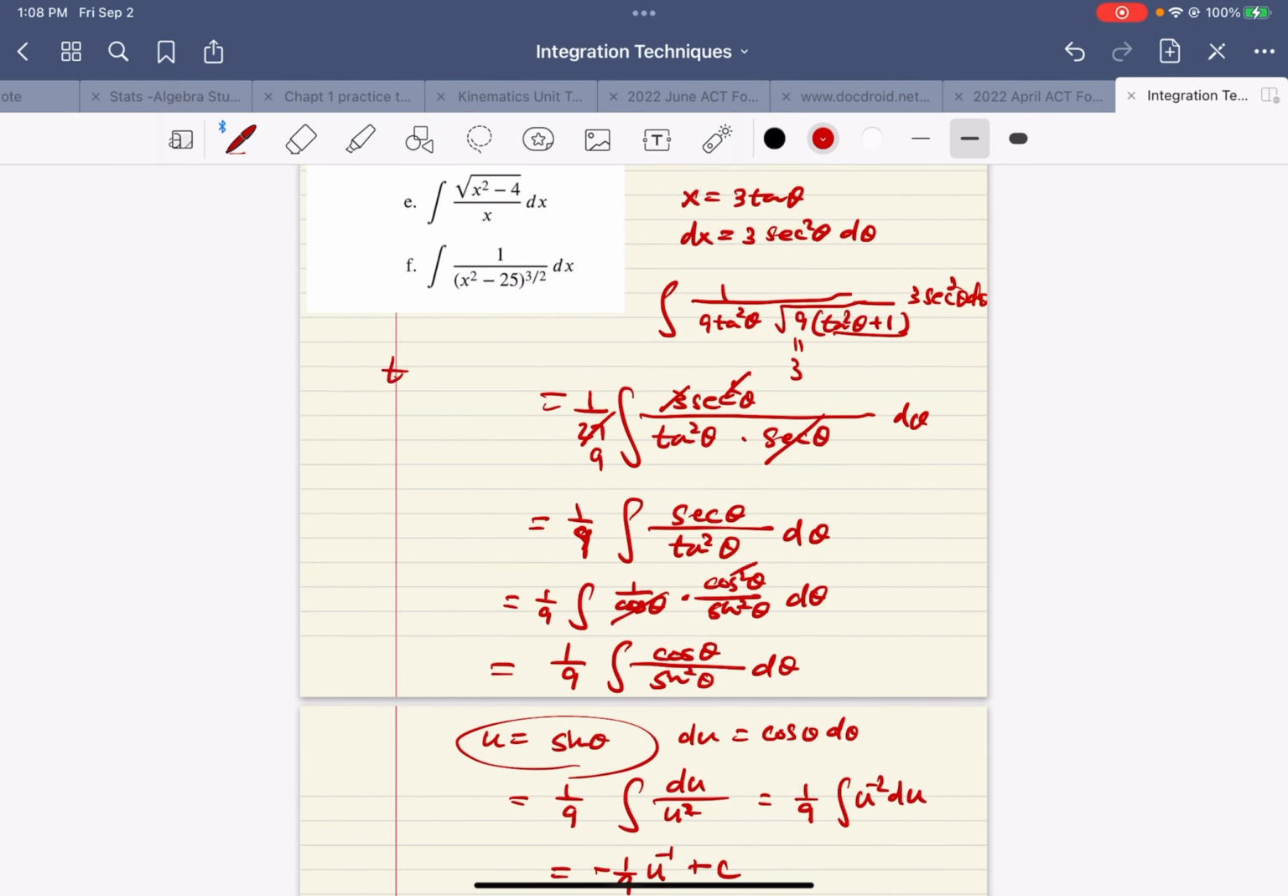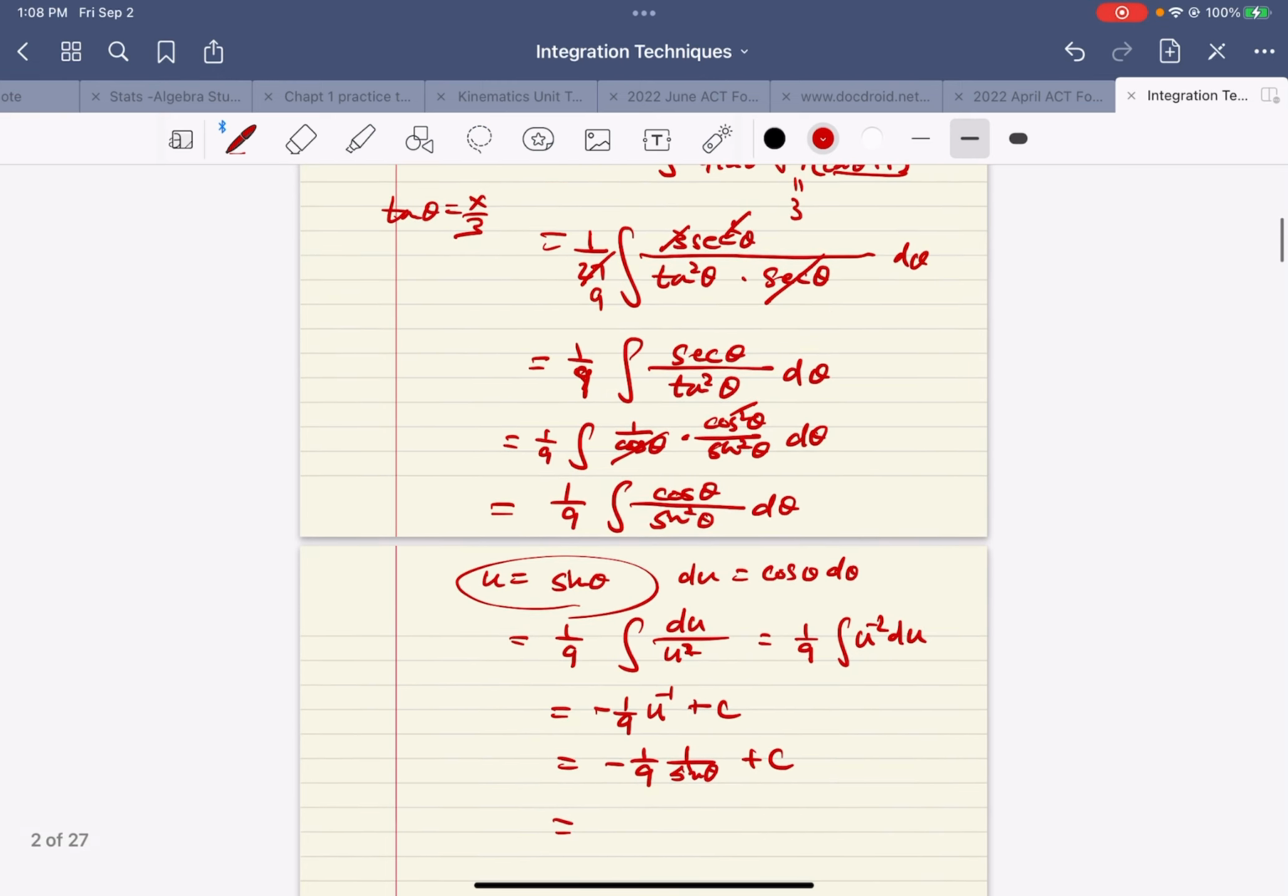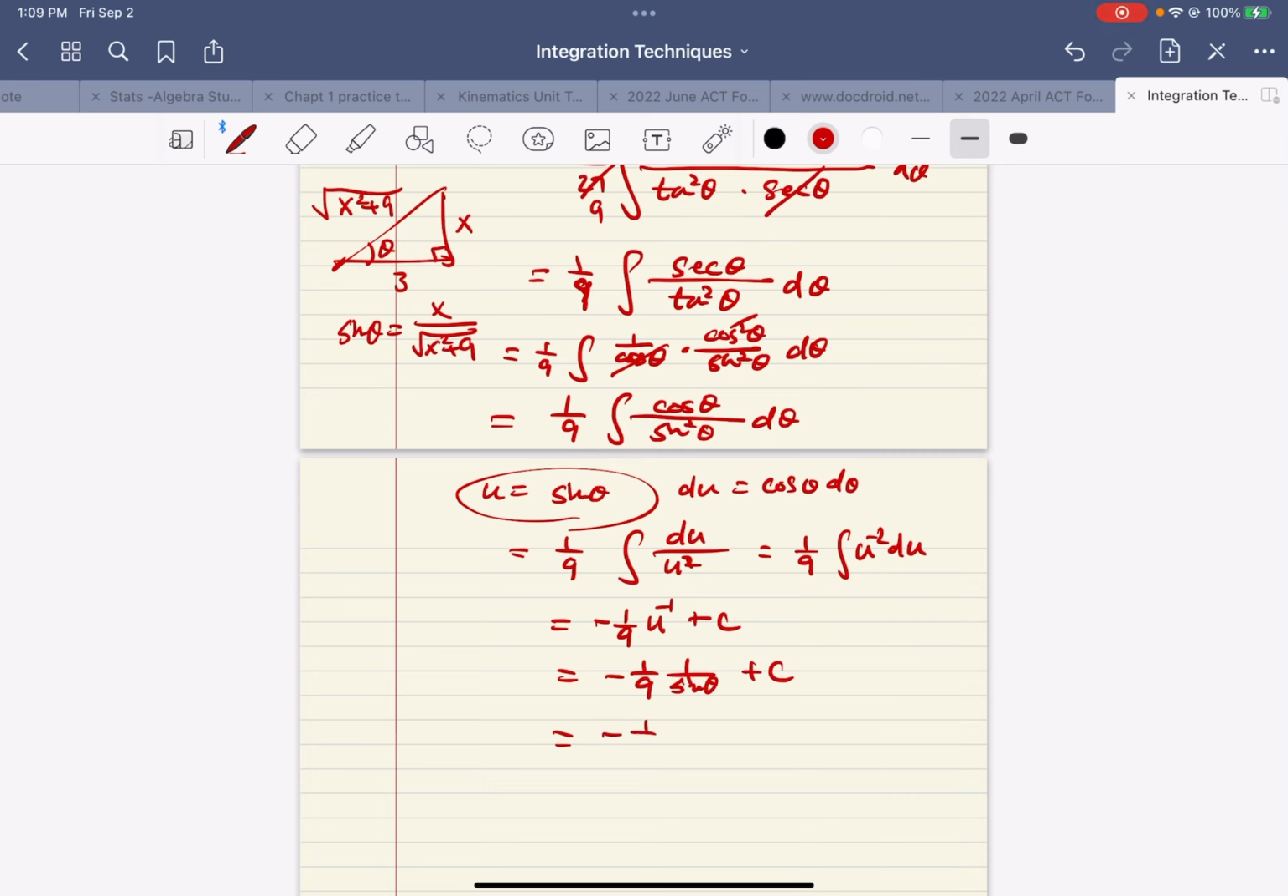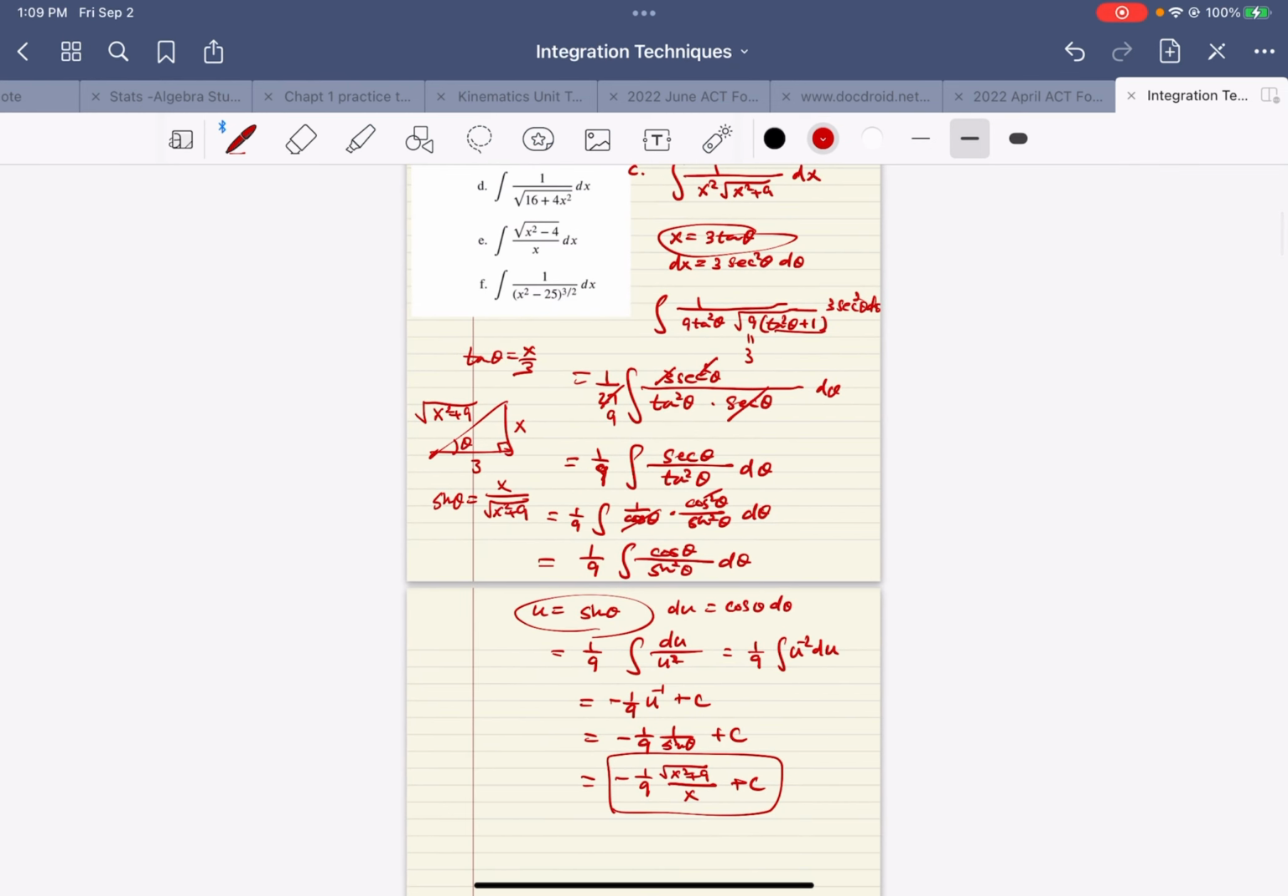x, right? So tangent theta is x over 3, right, from here. So you draw a triangle, theta, x over 3. So this one, the hypotenuse, is root x squared plus 9. So we know sine theta is x over root x squared plus 9. So when you substitute back, negative 1 over 9, 1 over sine, then you flip that. So root x squared plus 9 over x plus c. So that will be your final answer. Okay, that's how you're going to get it. All right, let's move on.